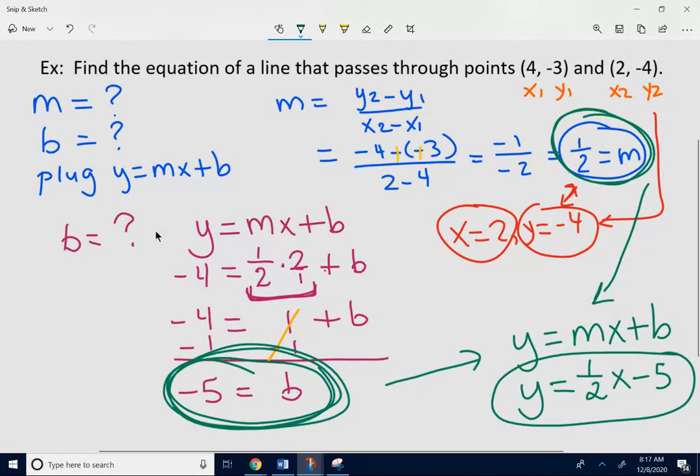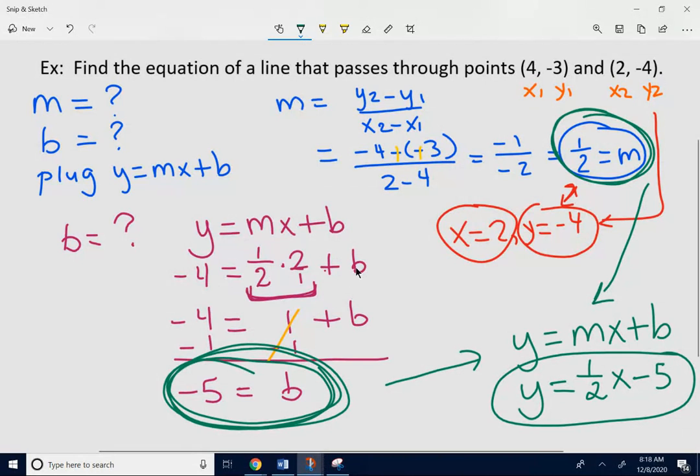This takes practice. But what we did, we found the slope m first by using y2 minus y1 over x2 minus x1. We got m was 1/2. Then we found the y-intercept b next. The way we did it, we started with y equals mx plus b. We plugged in the x and y coordinate of one of my points. It doesn't matter which point you use, I promise. And we plugged in m, the 1/2 we already found.